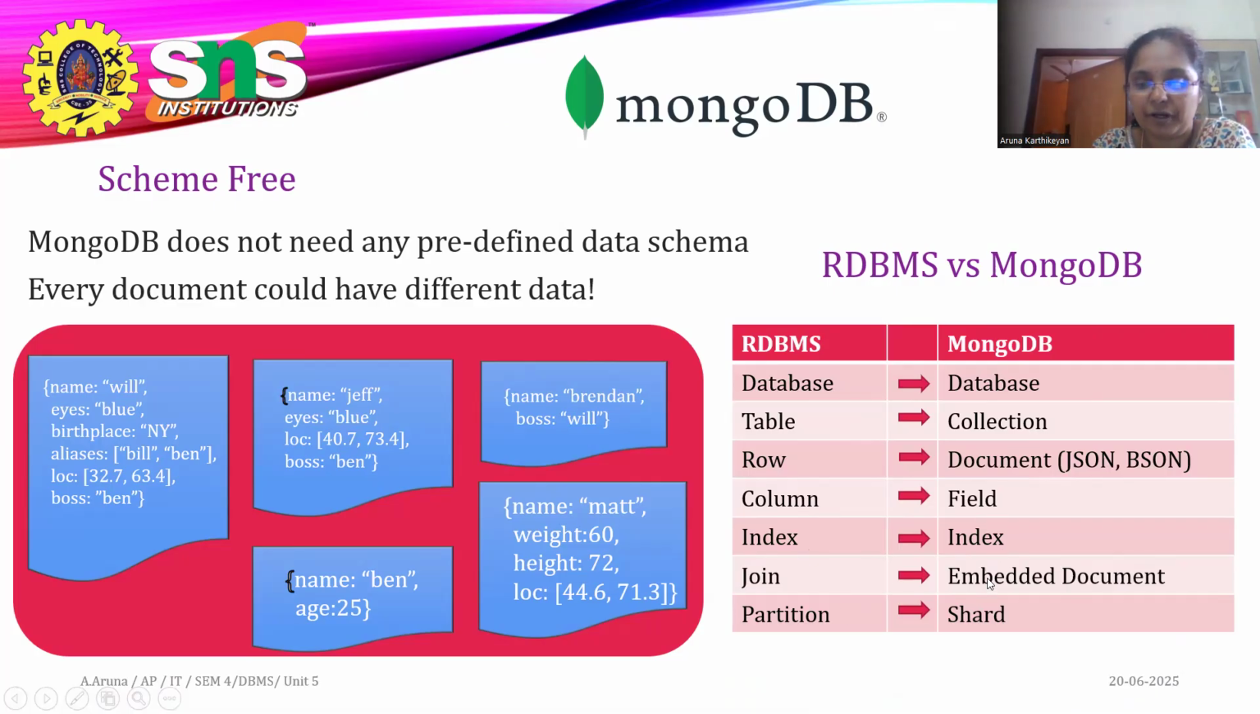We don't have any join operation. There we go for partitioning; here we go for sharding. So this is the basic thing about MongoDB. In my next video, we're going to study MongoDB in detail along with examples and also with the CRUD operations.